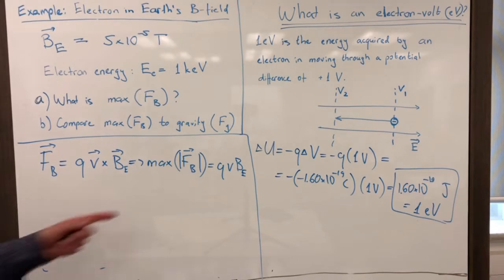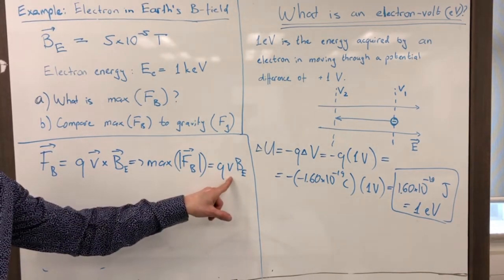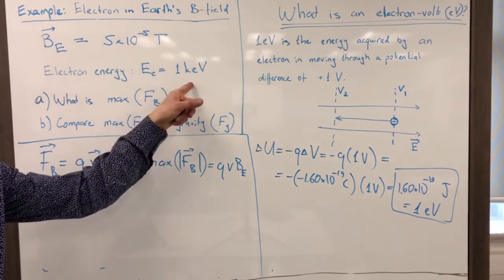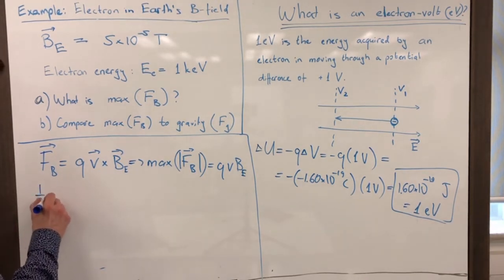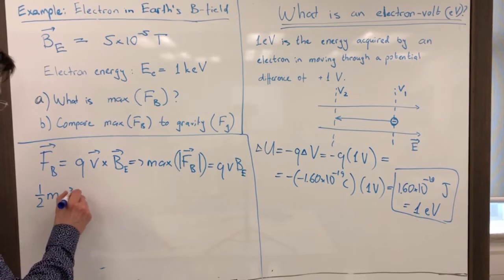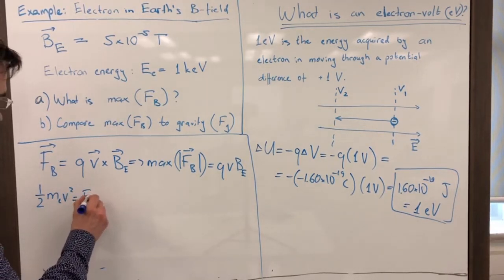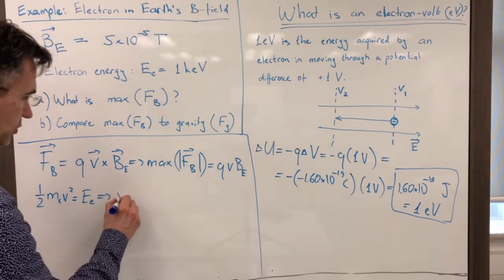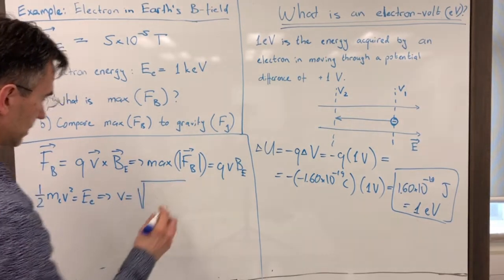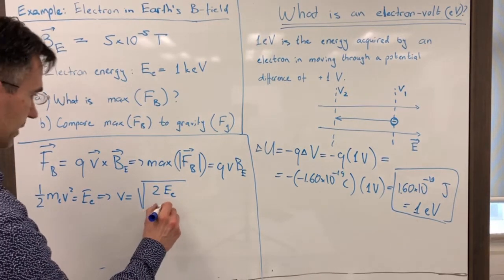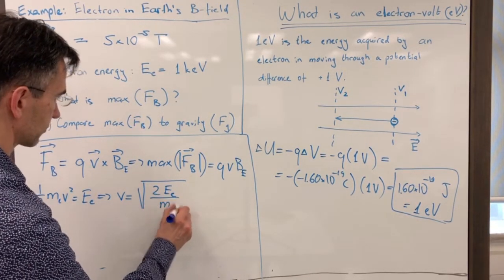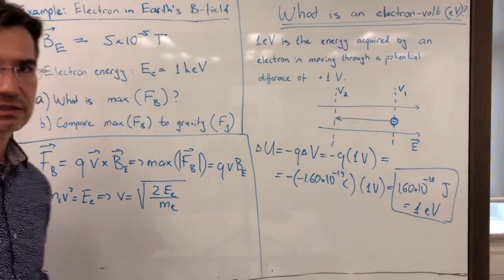Now we have to figure out what the velocity of this electron is. We're given the energy, which is the kinetic energy. So the velocity is obtained from the kinetic energy: half m e v squared is the kinetic energy of the electron. So the velocity of the electron is going to be the square root of 2 times the energy over the mass of the electron.